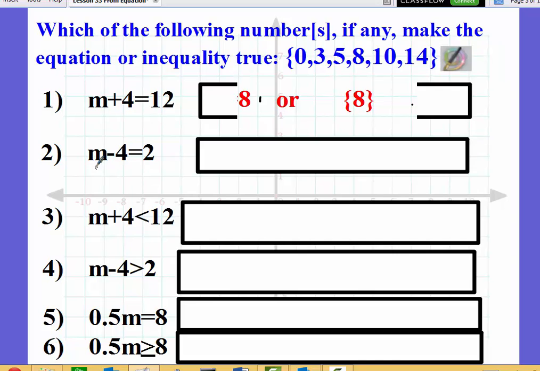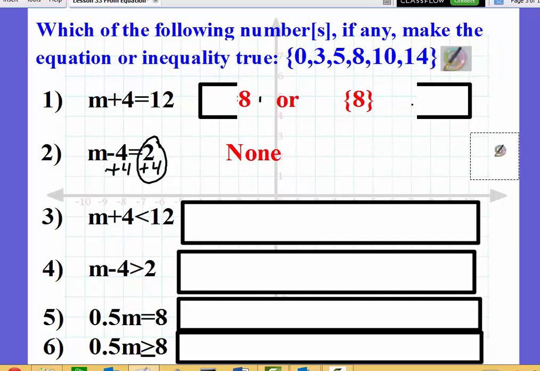What numbers can I put in for m to make this true? Well, I'm going to look, since there's an equal sign, there's only going to be one right answer, so I'm going to do the inverse, plus 4, plus 4, and I'm left with m would equal 6. Do I see 6 up here at all? I see a 3, I see a 5, a 3, and 8, but I don't see a 6, so my answer should be none.